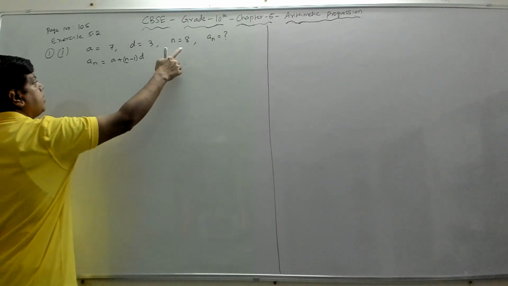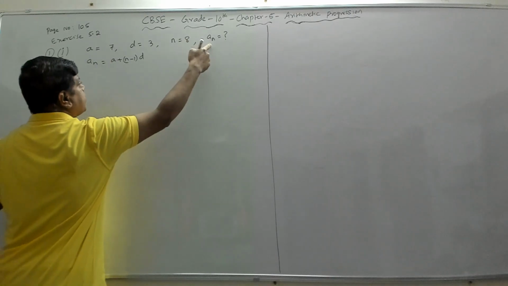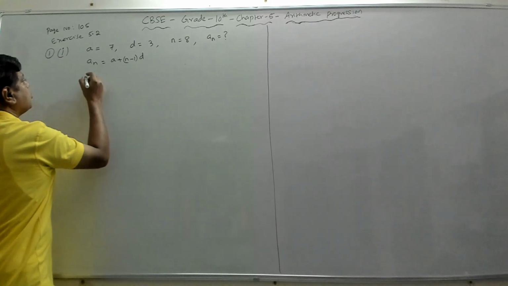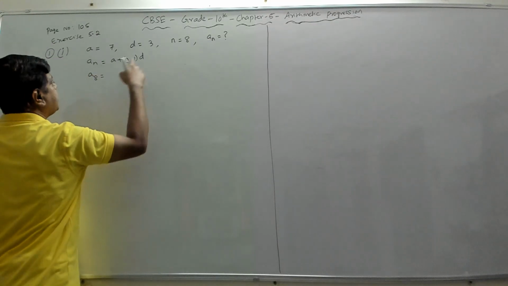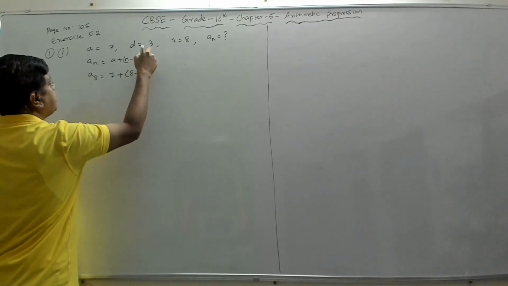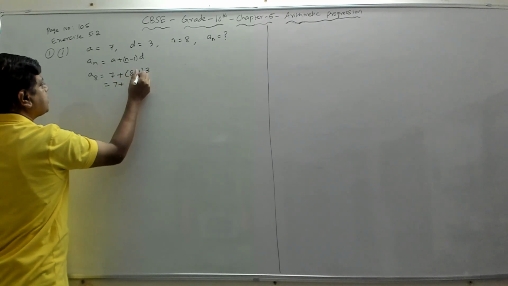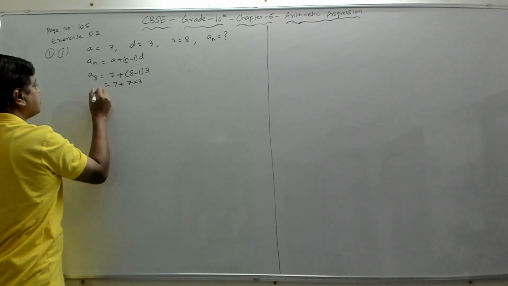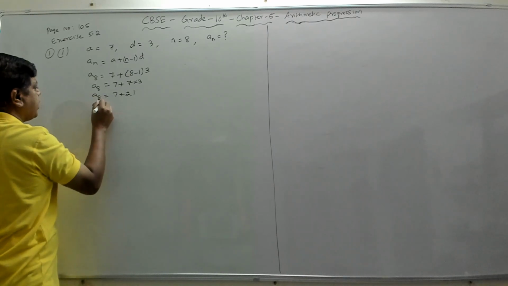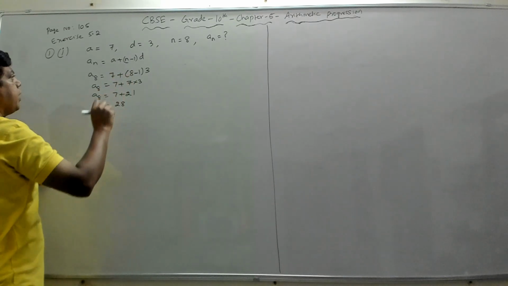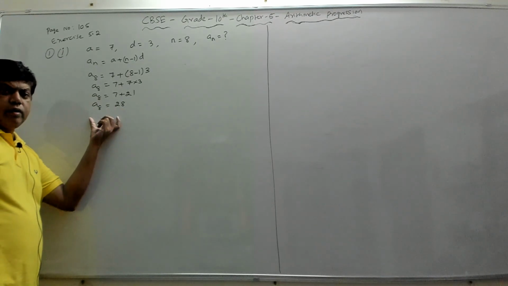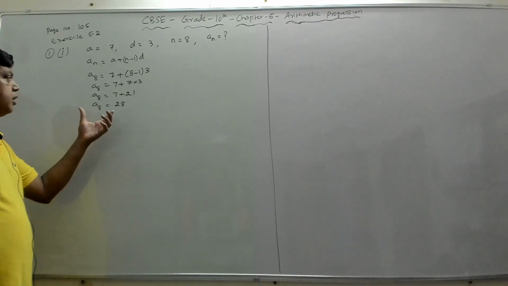So now N is 8, so we have to find A8. When we say find AN, it means N is 8, so we should find A8. A is 7, substitute A is 7, plus N is 8, 8 minus 1 into D, D is 3. So that becomes 7 plus 7 times 3. So your A8 is equal to 7 plus 21, so your A8 is 28. So we have found A8. A8 equal to 28. So the 8th term of this AP is 28.